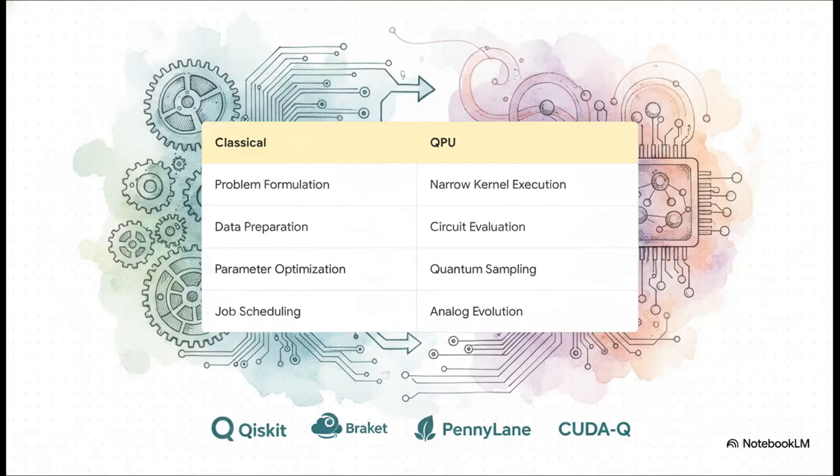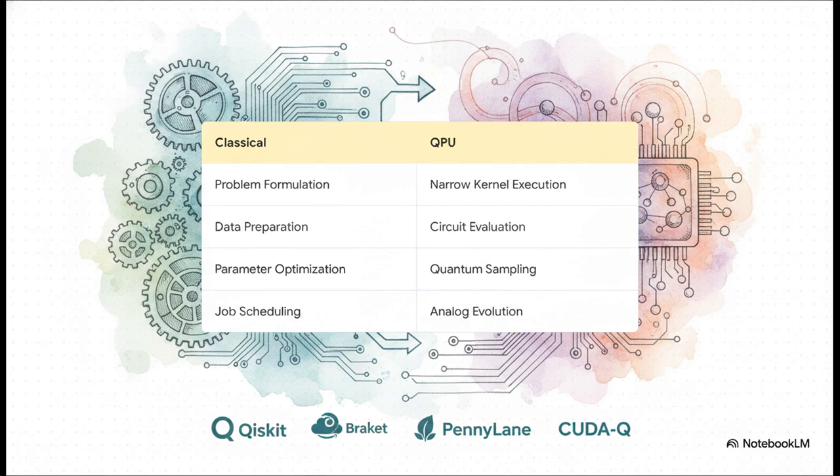Current gate model quantum processors are noisy, they're heavily hardware constrained, and frankly, they cannot run deep applications reliably on their own. So there's a strict division of labor here. Classical software handles all the heavy lifting, formulating the problem, optimizing parameters, scheduling jobs. Meanwhile, the quantum processing unit acts strictly as an accelerator, handling only the specialized unitary evolution, the sampling, and the analog evolution.